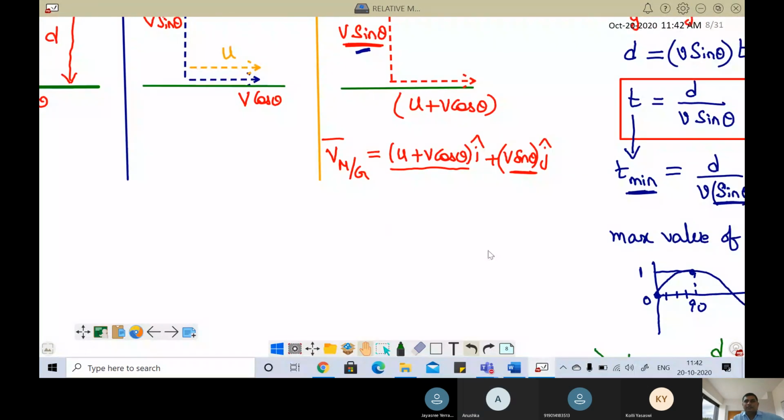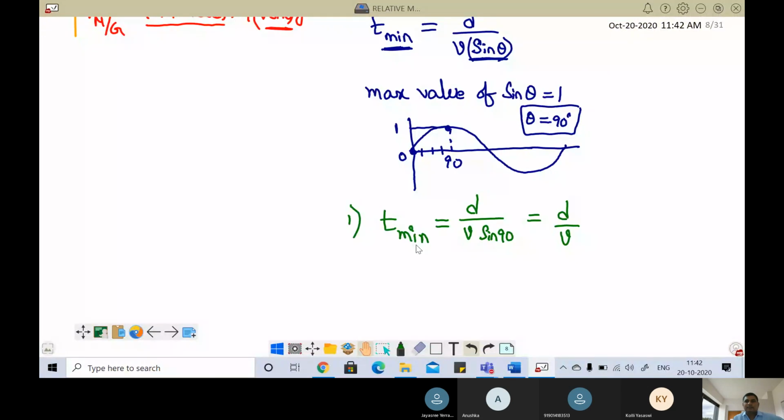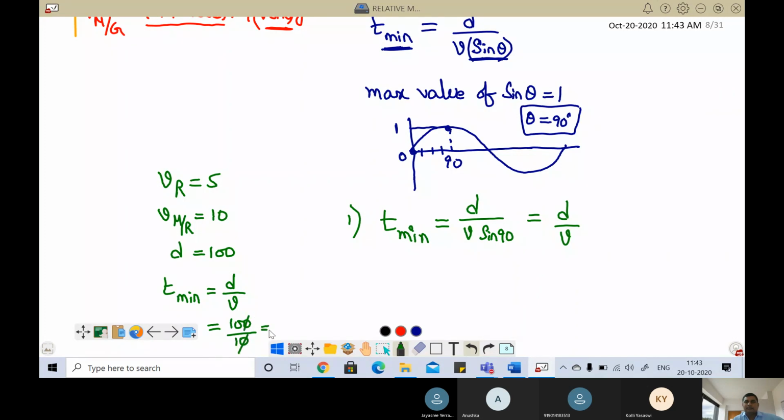Suppose river velocity is given, previously we took river velocity as 5 meters per second, and the man's velocity with respect to river is 10. Width of the river is 100. Now tell me, what is the minimum time taken to cross the river? What is the formula? D by V. D is 100, divided by V which is 10. So that means 10 seconds.